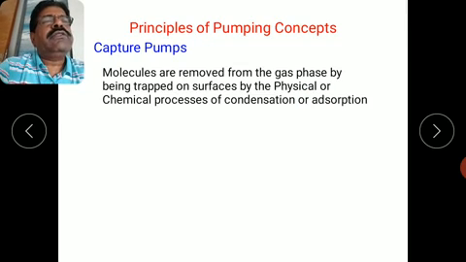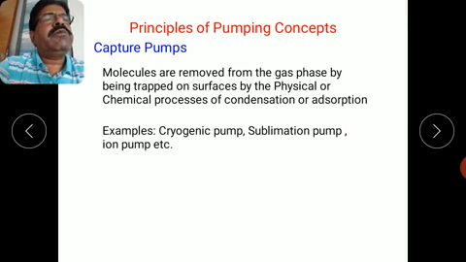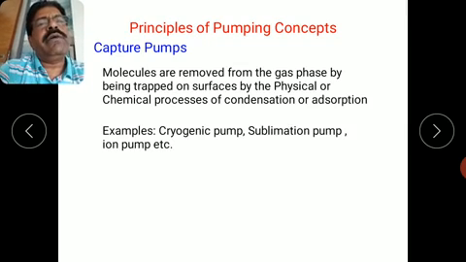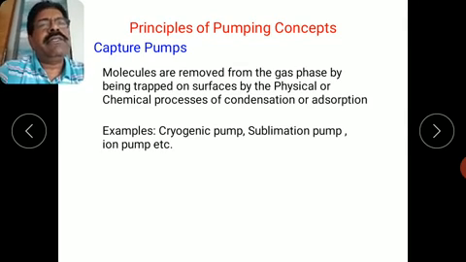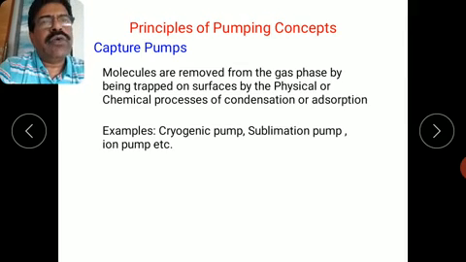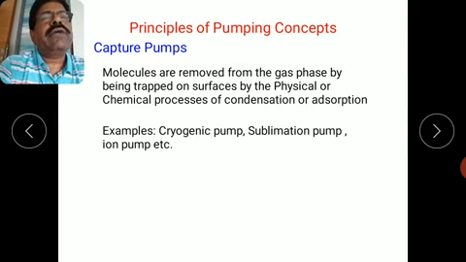So this is very interesting, and some of these types of vacuum pumps like cryogenic pump, sublimation pump, and ion pump work on this basic principle of what is known as capturing. Okay, so capture pumps.